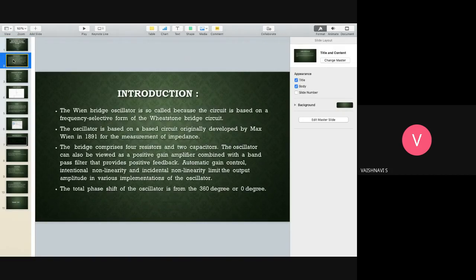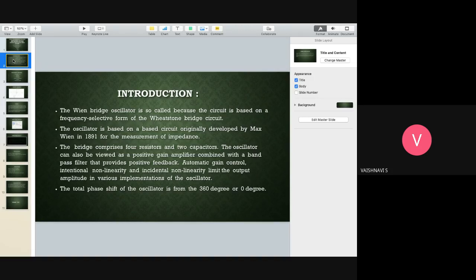Introduction: The Wien Bridge oscillator circuit is based on a frequency-selective form of the Wheatstone bridge circuit. The oscillator is based on a basic circuit originally developed by Max Wien in 1891 for the measurement of impedance. The bridge comprises four resistors and two capacitors. The oscillator can also be viewed as a positive gain amplifier combined with a bandpass filter that provides positive feedback.